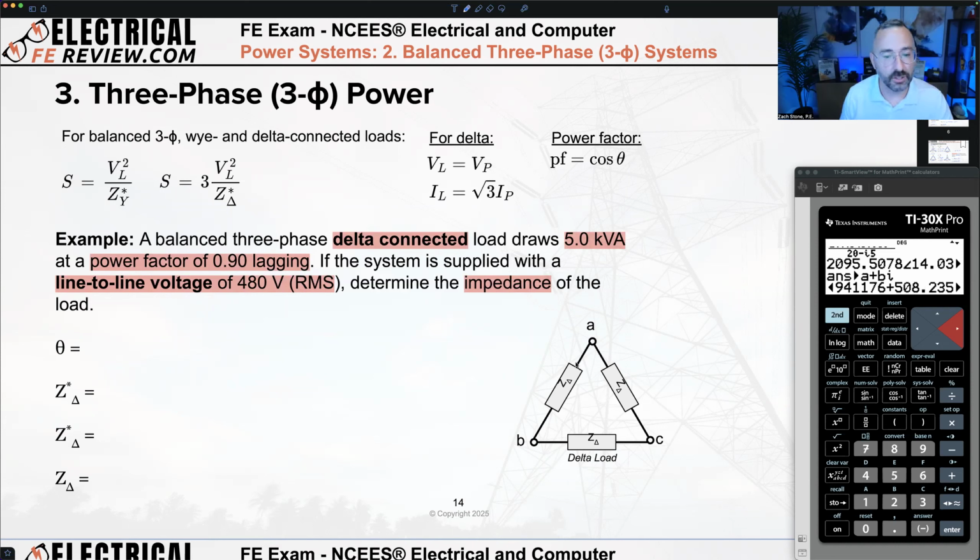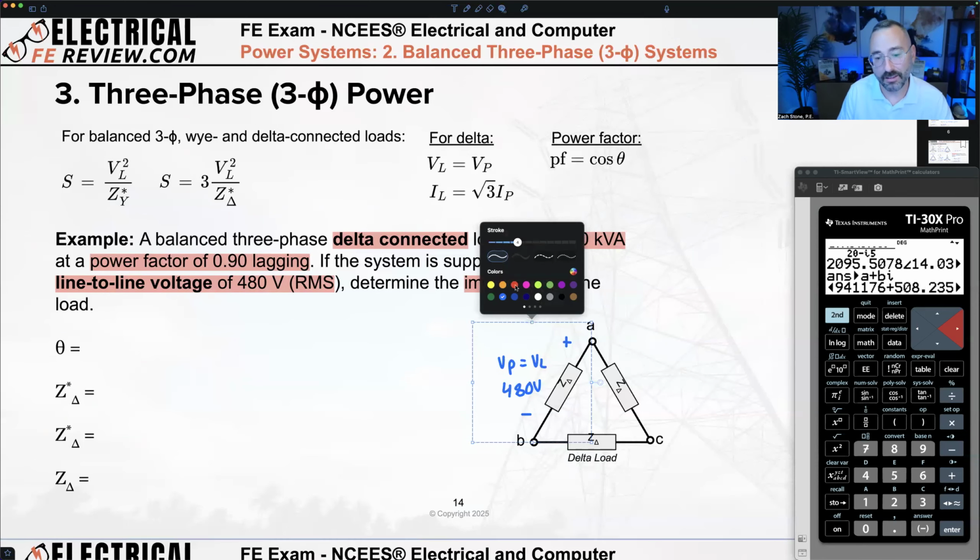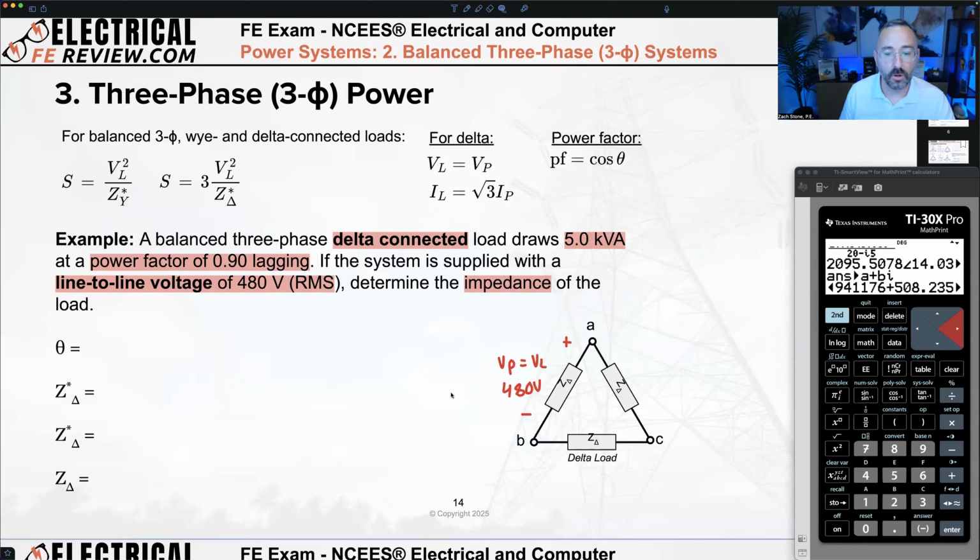So here's my delta connection. We've got a line-to-line voltage of 480 volts. That's the same as what? I can call that V phase. I can call that V line. Same thing because it's delta connected. And I've got that from A to B, B to C, and C to A in each phase. We're trying to solve for what does Z delta equal, but I'm also given the total three-phase complex power.